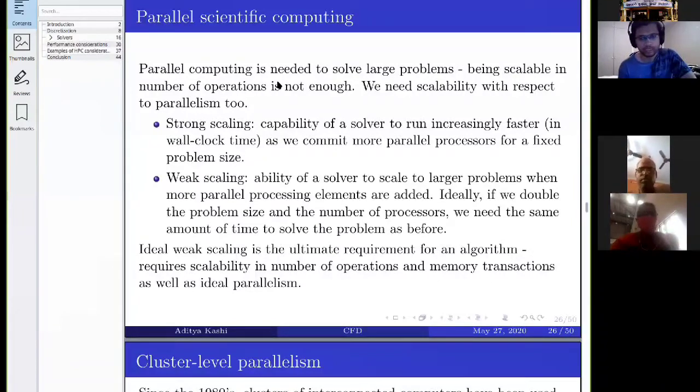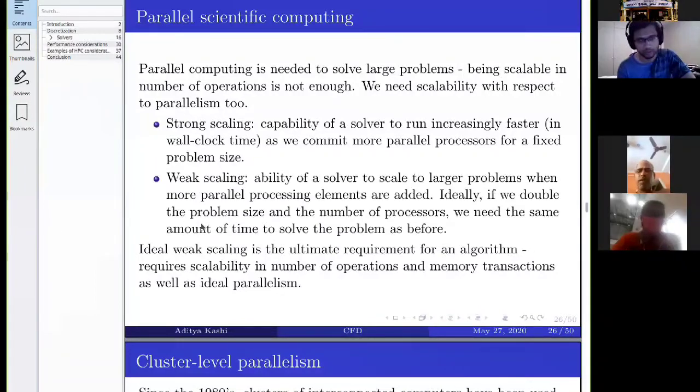We not only need the numerical scheme to be scalable in terms of the operations and memory transactions. We want it to be scalable in parallel as well, because for solving large problems, we need to solve it on parallel computers. So typically we care about strong scaling and weak scaling. What strong scaling means is that the solver can run increasingly faster as we use more and more parallel processors on a fixed problem size. That essentially only considers the parallel scalability of the algorithm.